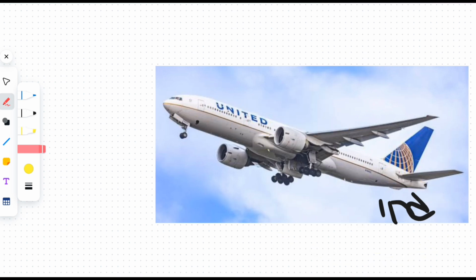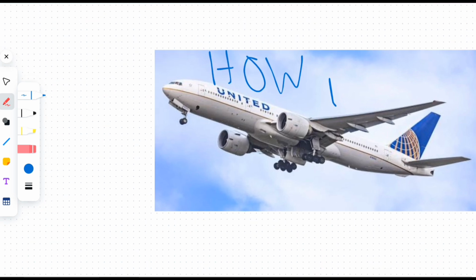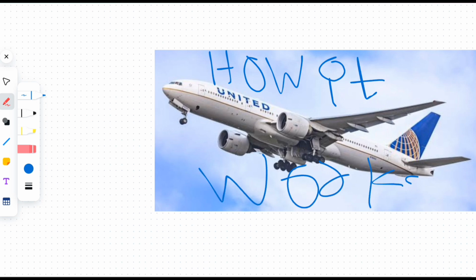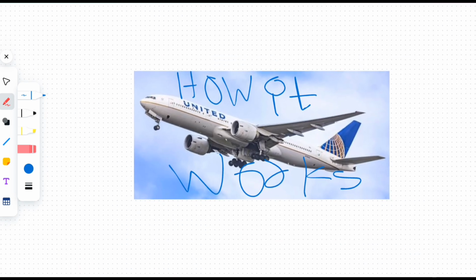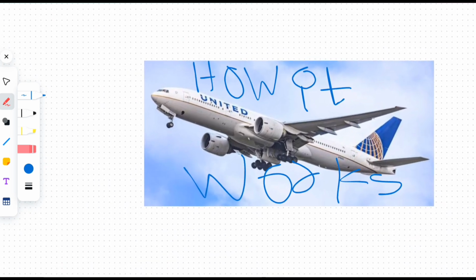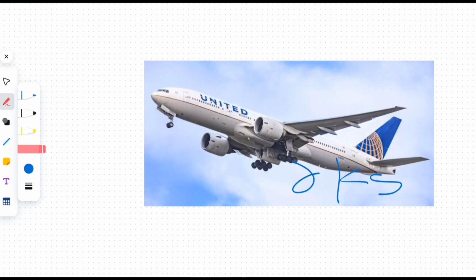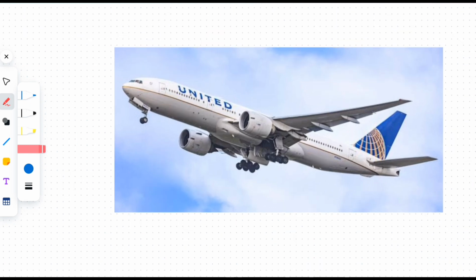Now the next thing I will be teaching you all is coming up next. How does the plane work? Okay, this is a generated photo I have, but I will give you as much knowledge as I can. So let's go. It's a Boeing plane, by the way.